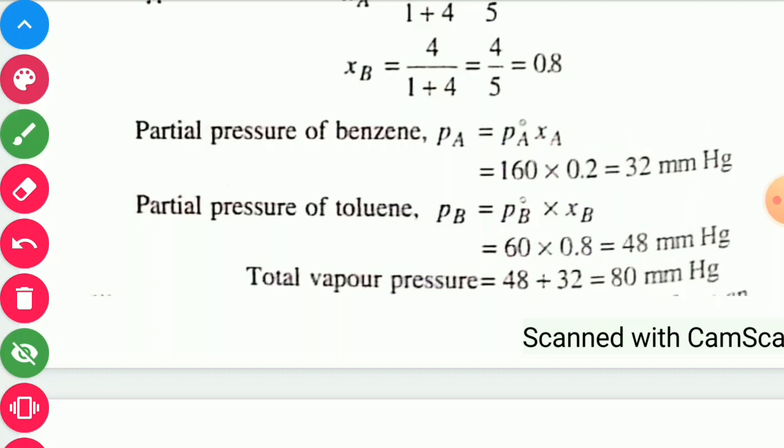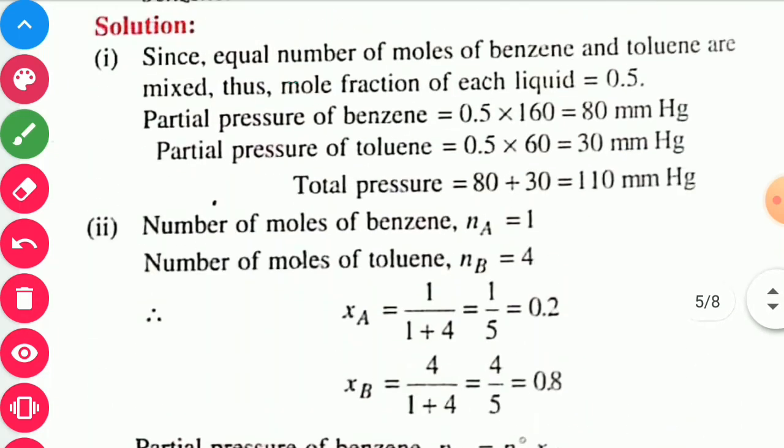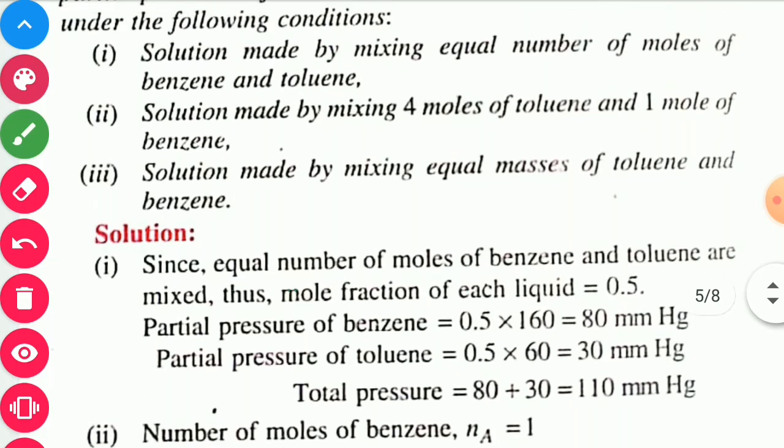Now third part of this question is, solution made by mixing equal masses of toluene and benzene. So in this situation again, first of all we have to find out number of moles of each component, and then we have to find out mole fraction of each component also.